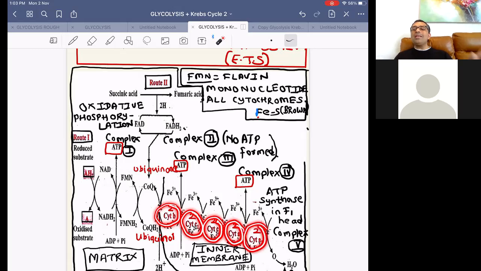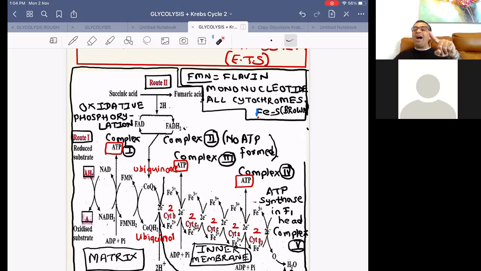Memorize this sequence right now. B, C1, C, A, A3. I'm repeating it. B, C1, C, A, A3. So this is the sequence of electron acceptors.